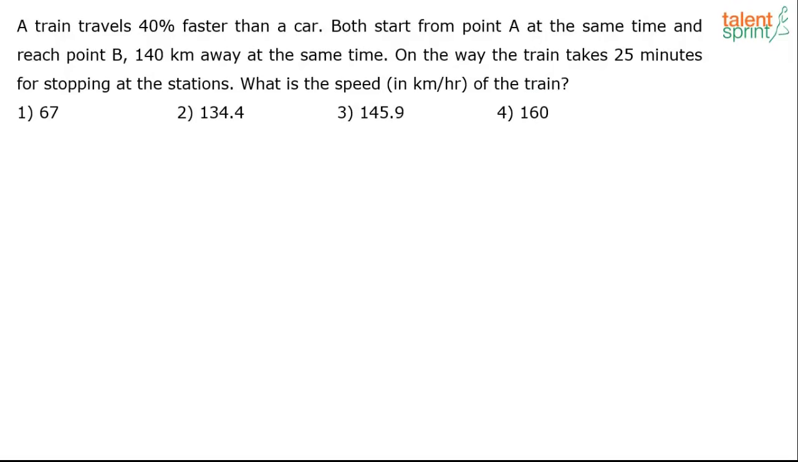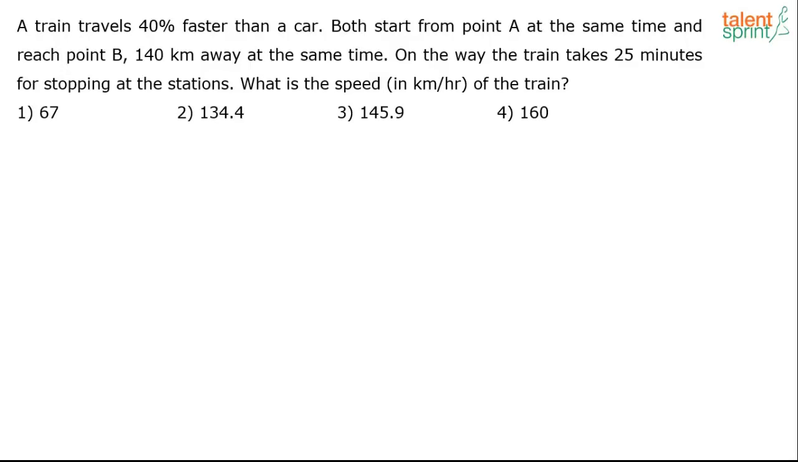I have another question which is similar to what we have solved a few minutes ago. Let me just throw this again and see how many of you get the right answer. Okay, here we go. A train travels 40% faster than a car. Both start from point A at the same time and reach point B 140 km away at the same time. On the way, the train takes 25 minutes for stopping at the stations. What is the speed of the train?